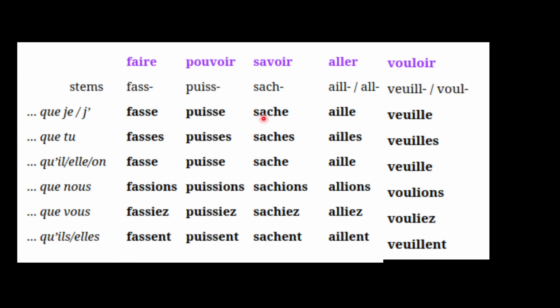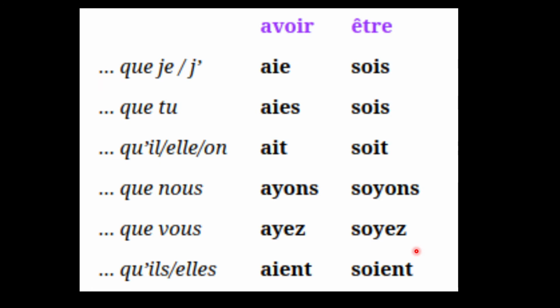Savoir becomes je sache, tu saches, il sache. Nous sachions, vous sachiez, ils sachent. Aller becomes j'aille, tu ailles, il aille. Nous allions, vous alliez, ils aillent. Okay, vouloir becomes je veuille, tu veuilles, il veuille. Nous voulions, vous vouliez, ils veuillent. Okay, and the two major exceptions, which are always exceptions, are avoir and être. Avoir becomes j'aie, tu aies, il ait, and être becomes je sois, tu sois, il soit.